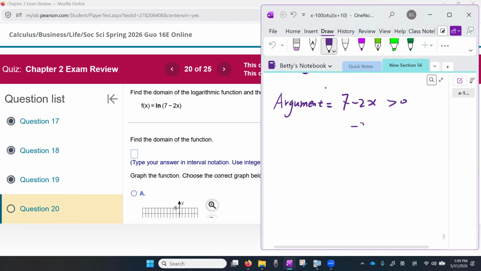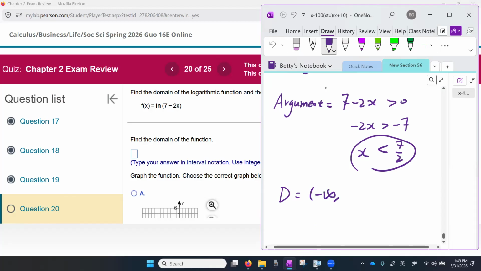We have negative 2x bigger than negative 7, and divide by negative 2. Don't forget to flip the direction of the inequality symbol. We have x less than 7/2. So the domain is negative infinity to 7/2, open.